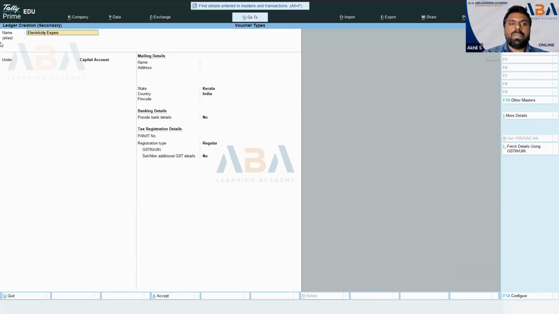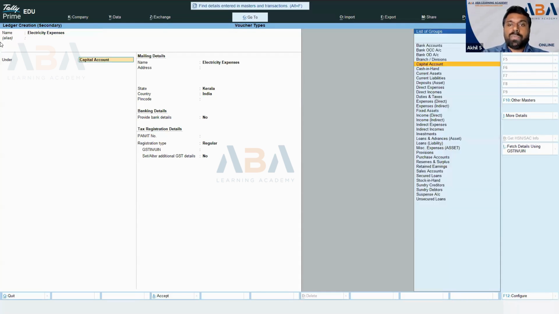Electricity expenses. So press enter. So what is the group? With the group also, I am saying it again and again. You must select the correct group while posting a transaction or creating a ledger. While creating a ledger, it is very, very important to select the correct group.